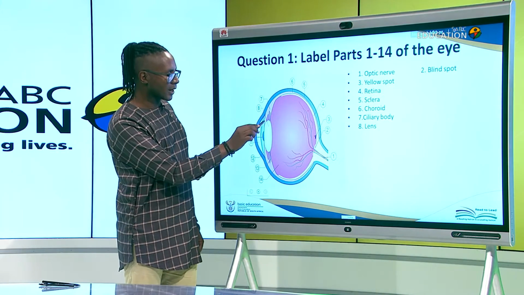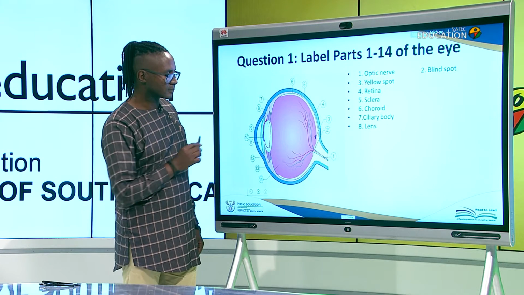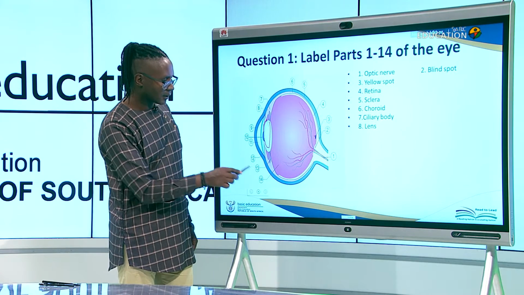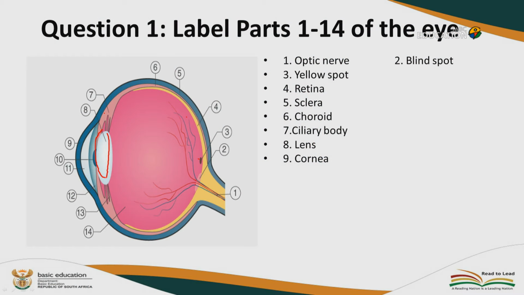Number 8, that will be your lens. Number 9, our sclera, right? It bulges when it arrives in front. And when it bulges, it creates this. And what is this? I said it is a transparent membrane. And then we call it the cornea. And what is the function of the cornea? It allows light to pass through.